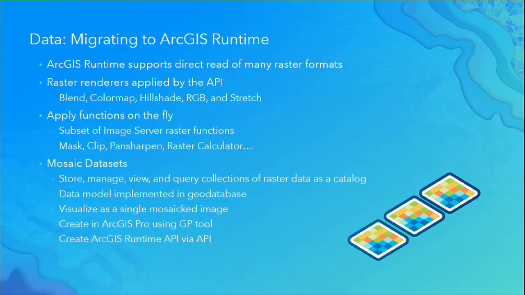There's a type within the mobile geodatabase called a mosaic dataset, and that's essentially a way to store and manage a number of raster files as a catalog. It's a data model that's implemented inside that geodatabase. You can create those in various parts of ArcGIS, but you can also create them within the Runtime API. So if you haven't created it within Pro in advance, you can use the ArcGIS Runtime API to reference a collection of raster data, create a mosaic data set inside the mobile geodatabase and view that inside the API.